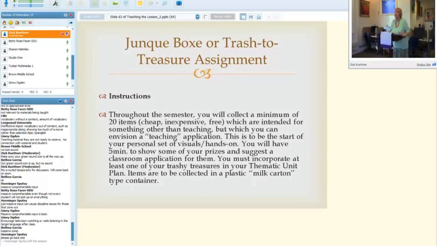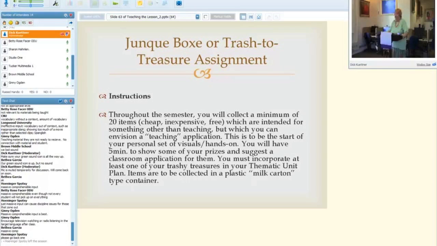This is an assignment I give to my methods students, my trash to treasure assignment, because I love junk. You just saw that office there. Anything that they can come up with in a box, they have to use it in their thematic unit. They have to use it in their student teaching. They have to present it and tell me how they're going to use it. It's just thinking differently about things that come through the mail.